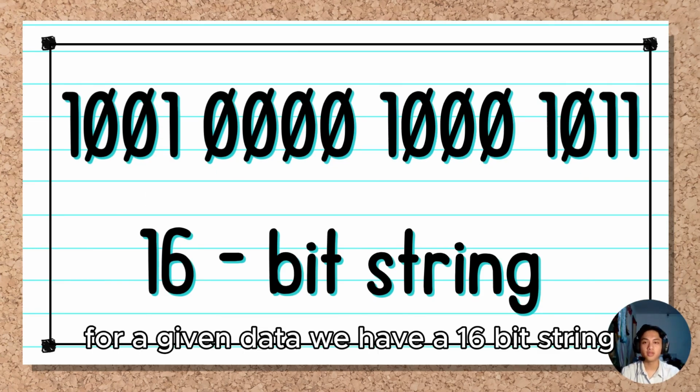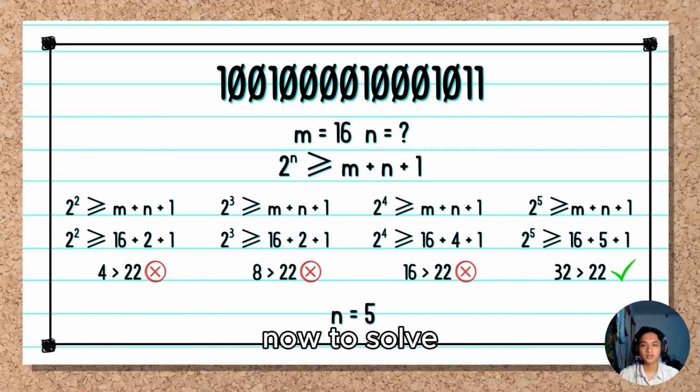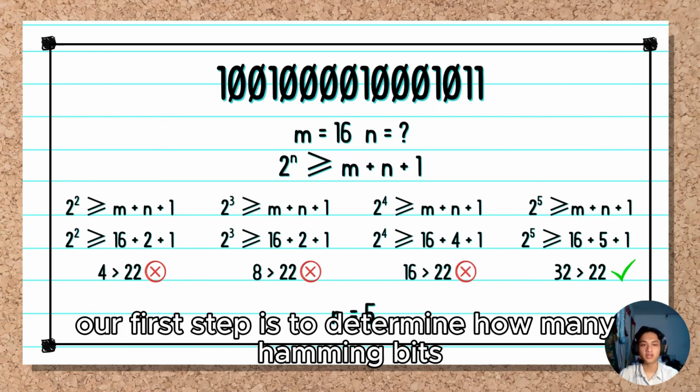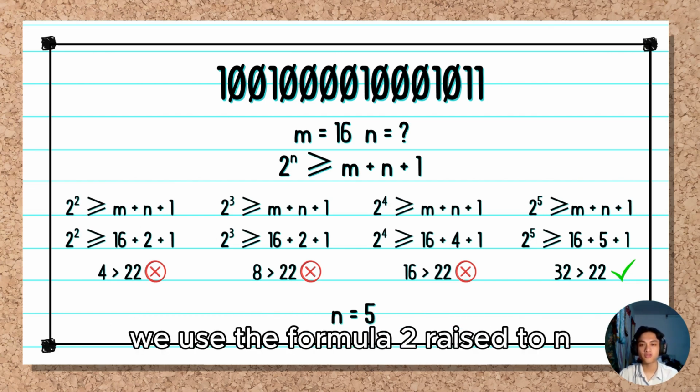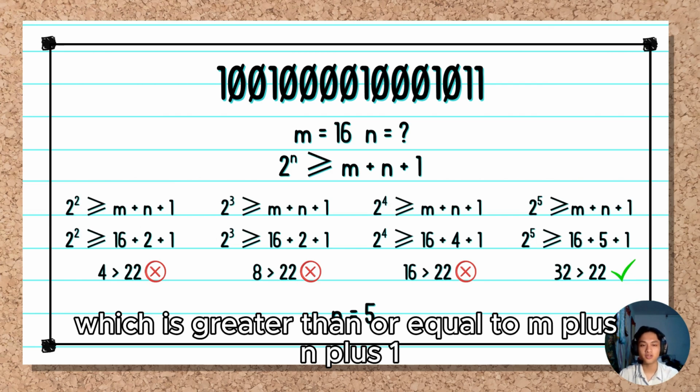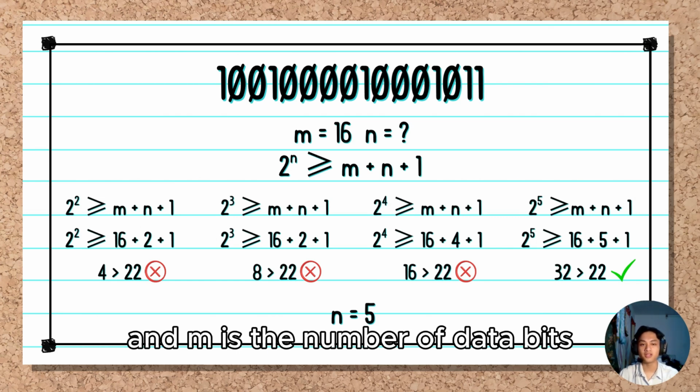For our given data, we have a 16-bit string, which is 1001, 0000, 1000, 1011. Now to solve, our first step is to determine how many Hamming bits we need. To do this, we use the formula 2 raised to n is greater than or equal to m plus n plus 1, wherein n is the number of Hamming bits and m is the number of data bits.